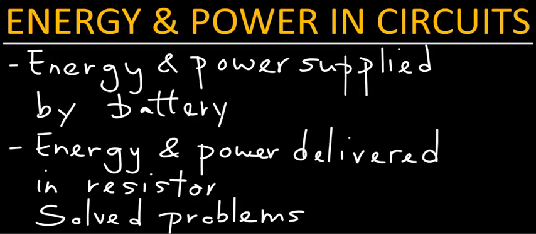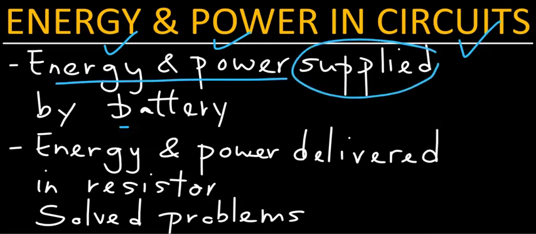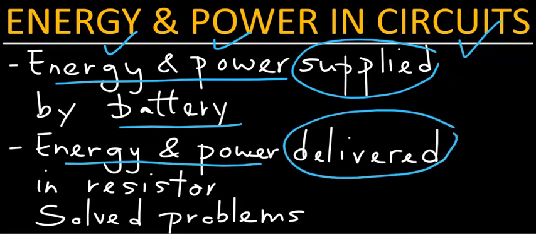In this video, we shall look at the concepts of energy and power associated with circuits. In particular, we will look at the concept of energy and power as supplied by a battery in a circuit. This is followed by energy and power that is delivered or dissipated in a resistor. We will then discuss a few problems based on these concepts.